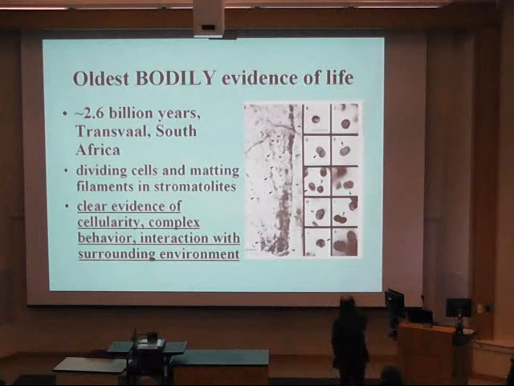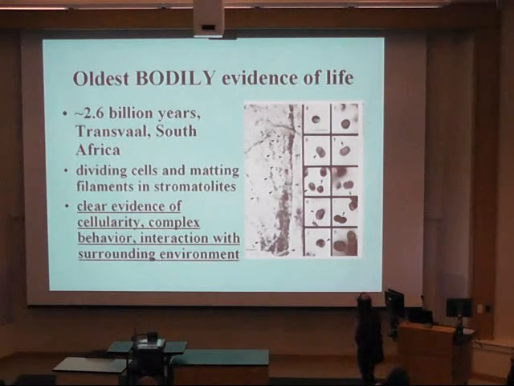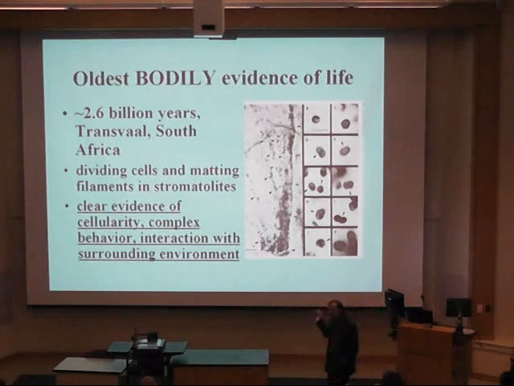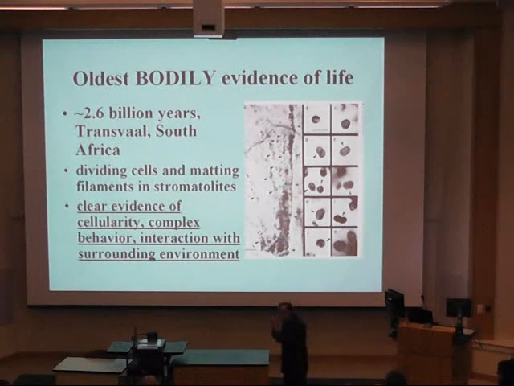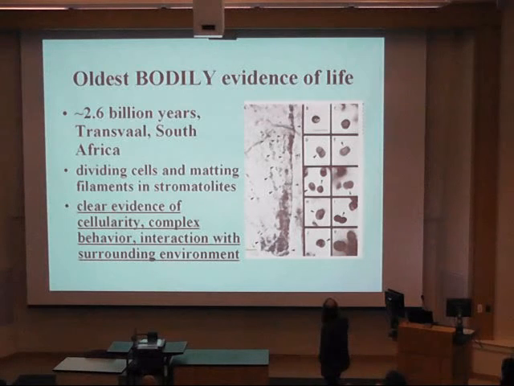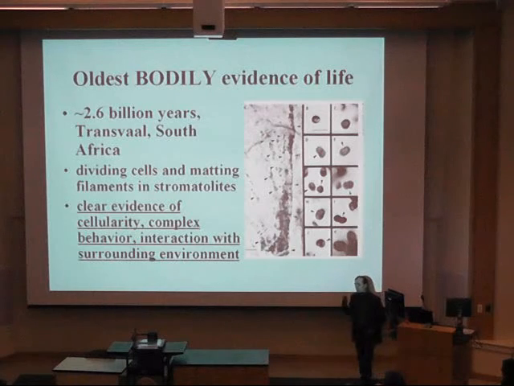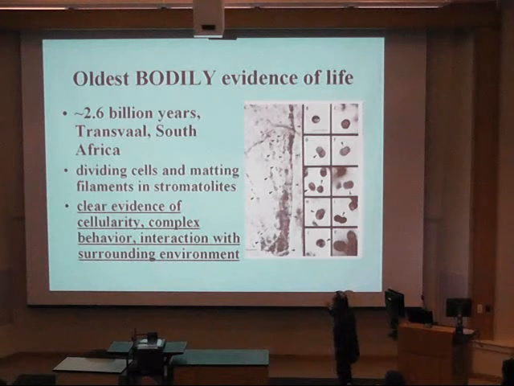These are from South Africa, 2.6 billion years old, and these are cells made of carbon that are hollow, that have clearly been fossilized in the process of division, and they are found in the layers of a stromatolite. So you have evidence of complex interaction with the surrounding environment, that these things were trapping and binding sediment, that they were dividing, that they have the right composition, the right size, and they're very well preserved, and they have the right colour. So these things aren't contamination.